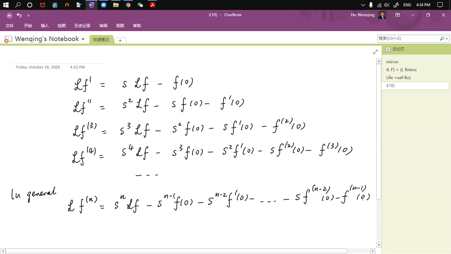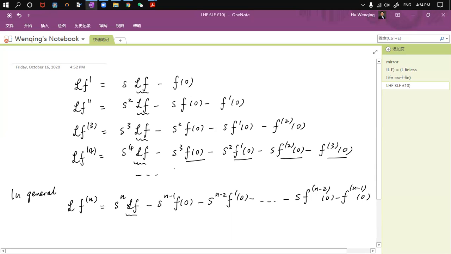Okay, so now first of all, let us observe the underlying rules behind these formulas. What happens here is that you're going to have an increasing power of s. Each resulting right-hand side can be treated as a polynomial in s, where the coefficients are f of 0, f prime of 0, f second, etc. But the leading term is not a coefficient, but a function: s to the power of n multiplied by the Laplace transform of f.